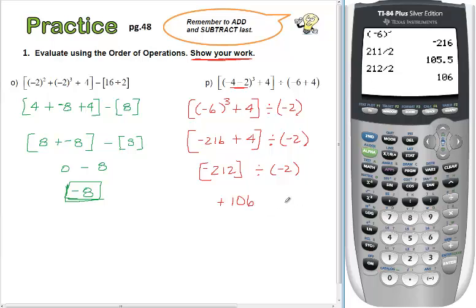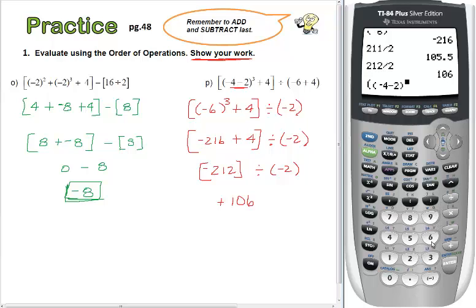Now let's see if we can verify that. Let's type it in just like we saw it in the beginning. Open bracket, another open bracket, negative 4, subtract 2, close bracket, raised to the power of 3. Now don't stay up in the exponent. Use your right arrow button to get out of the exponent position. Plus 4, close bracket. Notice the brackets have changed to larger brackets on the outside. Divided by, open bracket, negative 6 plus 4, close bracket, and enter. And the answer is 106.